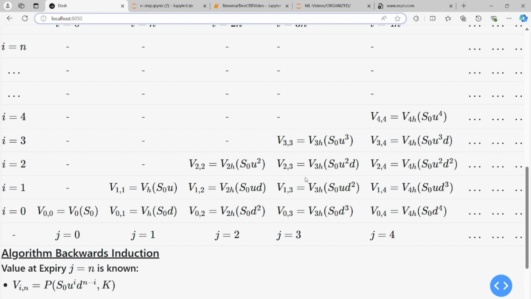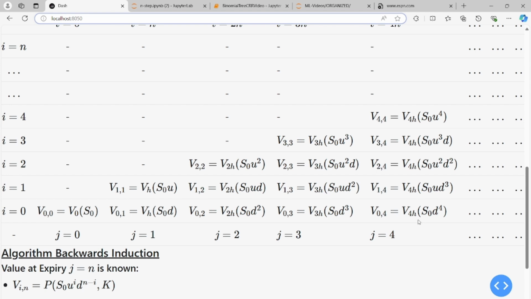So let's just show this example. You're at time step 3, and the stock price is S0 u squared d. If the stock goes down, it goes to S0 u squared d squared, but it stays at the same i level. But if it goes up, it goes to S0 u cubed d. So that's our convention, and you'll see why we do that for the programming.